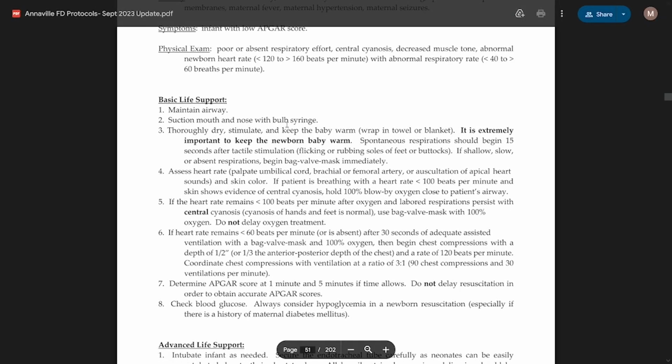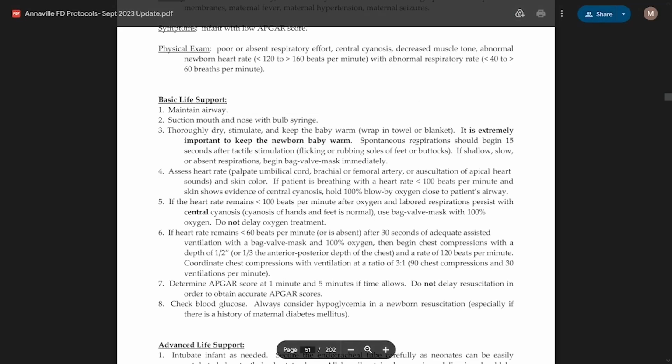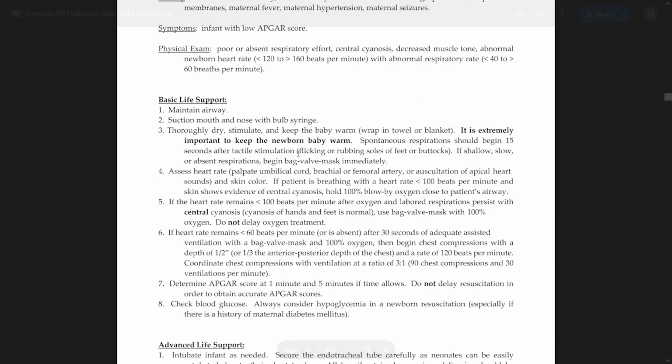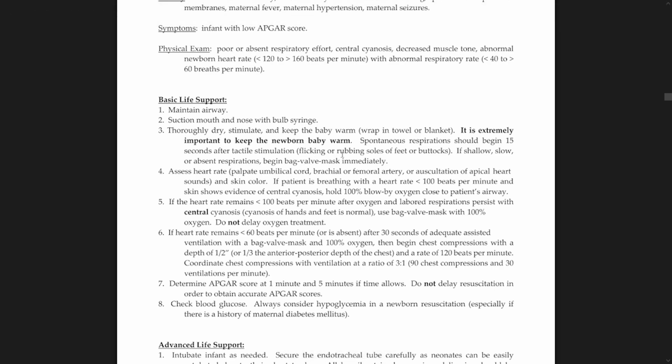For BLS, or basic life support, we want to maintain their airway. We want to suction the mouth, then the nose with bulb syringes. We want to thoroughly dry and stimulate and keep the babies warm. Wrap them in a towel or a blanket. It is extremely important to keep the newborn baby warm. Spontaneous respiration should begin 15 seconds after tactile stimulation, flicking or rubbing of the soles of the feet or the buttocks. If shallow, slow, or absent respirations occur, begin BVMing, or bag valve masking, the patient immediately.